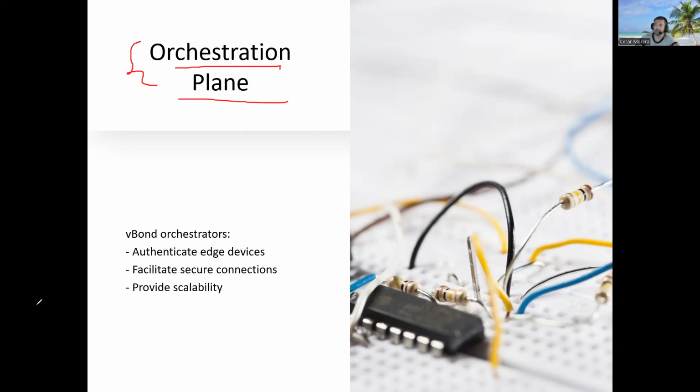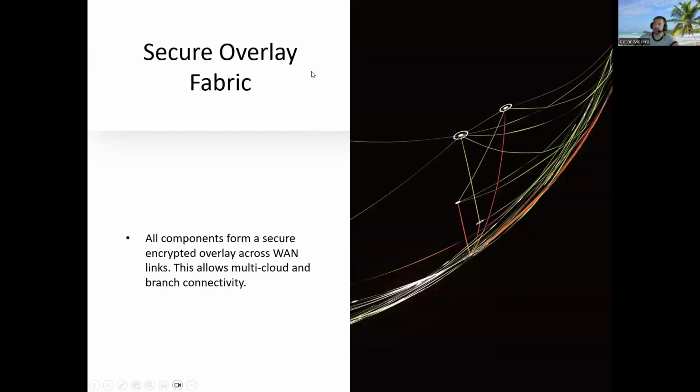Let's clear the board and let's continue moving on. Some of the secure fabric and the secure overlay fabric. What is it? How does it work? All components form a secure encrypted overlay across WAN links. This allows multi-cloud and branch connectivity. That's basically what we get with the secure overlay fabric.